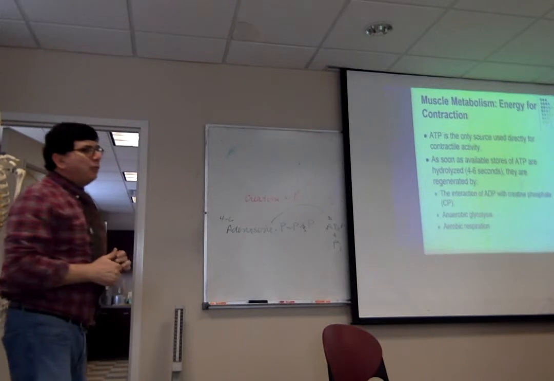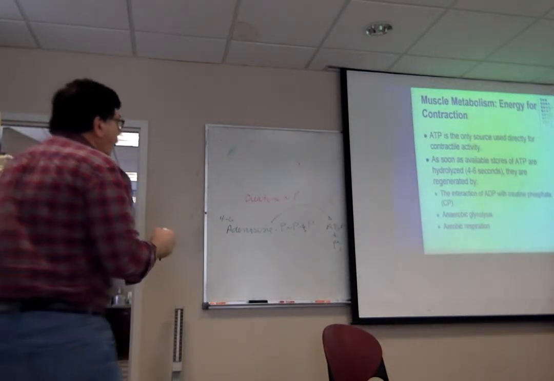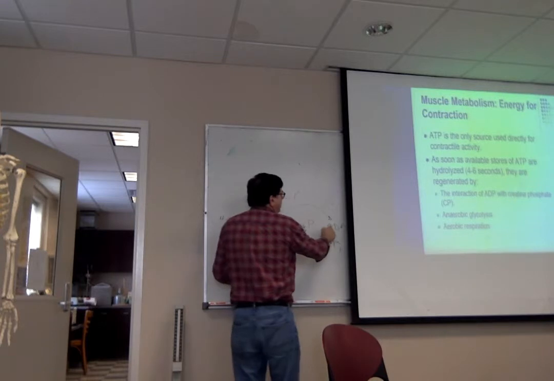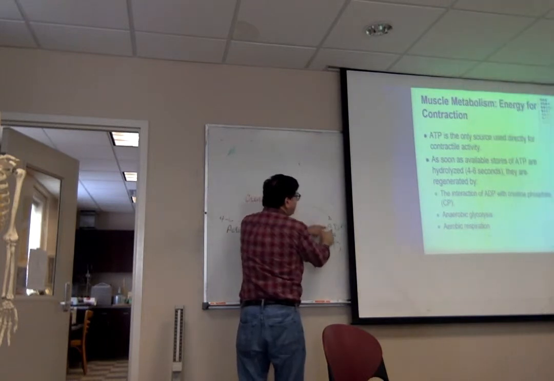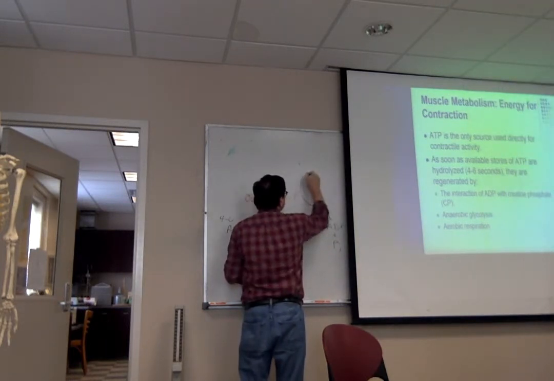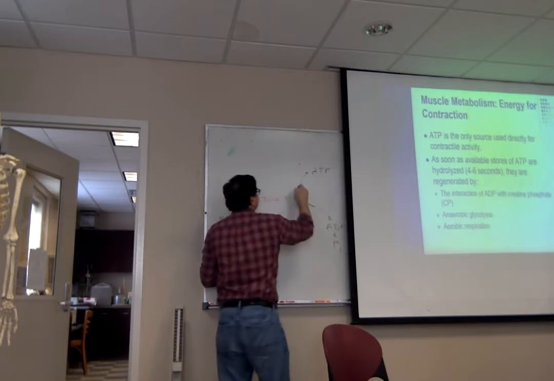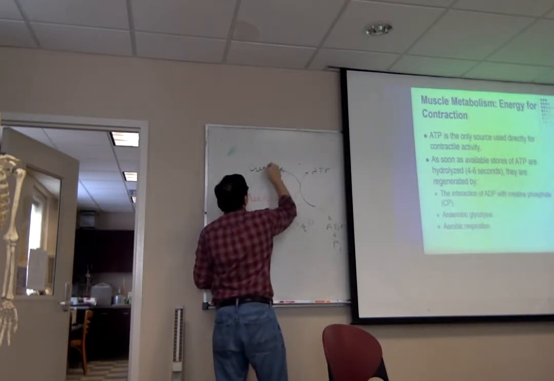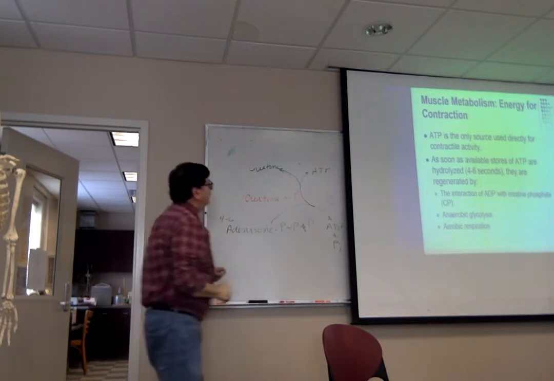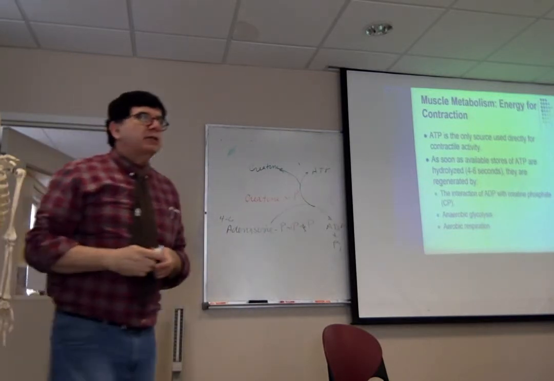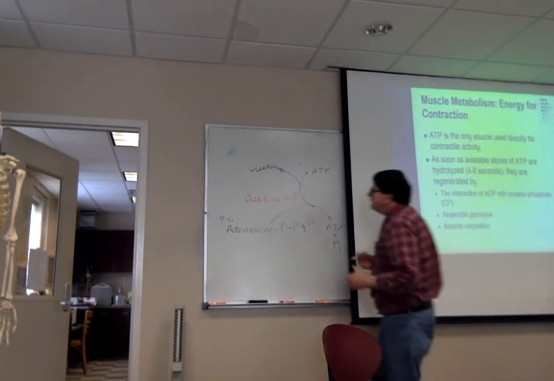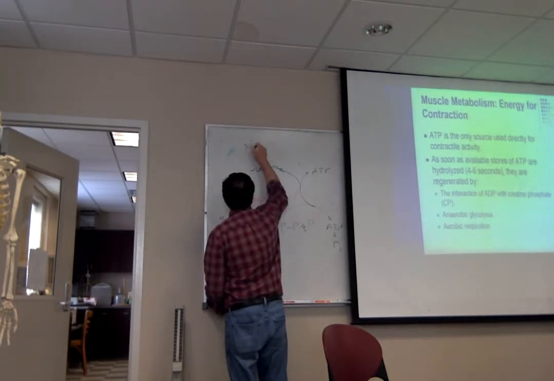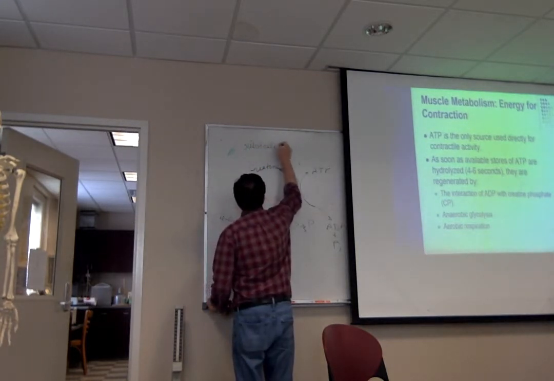All right, so how do we reform or regenerate ATP? One way is by taking this ADP and reacting it with creatine phosphate. We can transfer this high energy bond to ADP, and in doing so regenerate ATP, and then creatine. Okay? So one way to regenerate ATP is through interaction with creatine phosphate. This is called, by the way, there's a name for this. It's called substrate level phosphorylation.